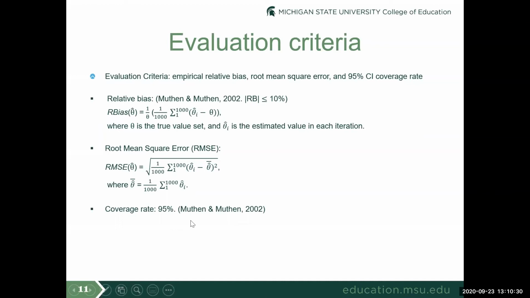Coverage rate is set at 95%. It is recommended that coverage rate should be at least 0.91 by Moutin and Moutin 2002. That is, at least 91% of the replications having true parameter values within the 95% confidence interval.